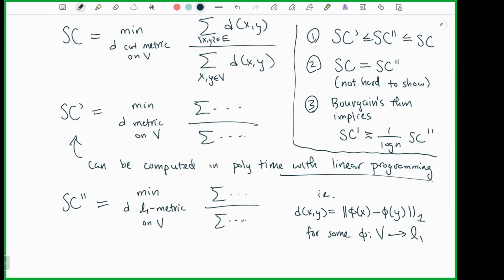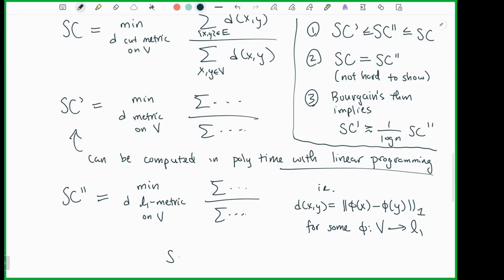Bourgain's theorem is about relating general metrics to L1 metrics. And if you take the embedding you get from Bourgain's theorem, you get this inequality just from the definitions. Okay, so this gives us that SC prime prime is less than or equal to SC, but it's also greater than or equal to a constant times SC over log n. Sorry, I feel like I'm mixing up all these primes. SC prime.